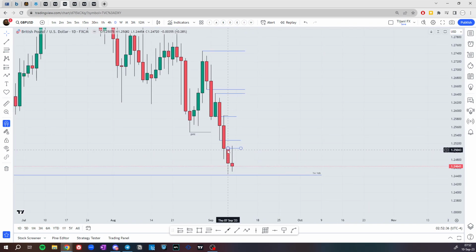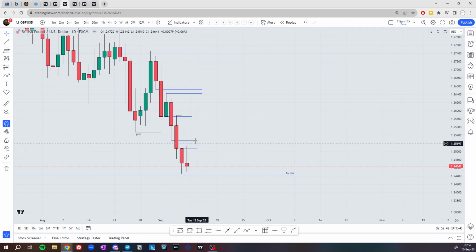Then Tuesday has continued lower, and Friday we have seen some retracement to this daily fair value gap. The daily CB then closes as a bearish continuation candle.